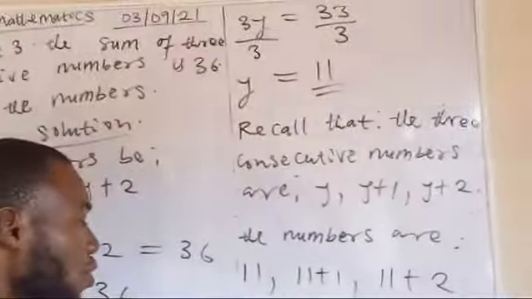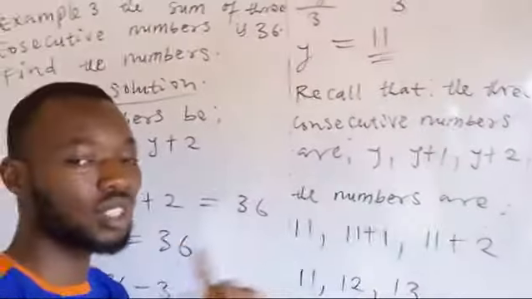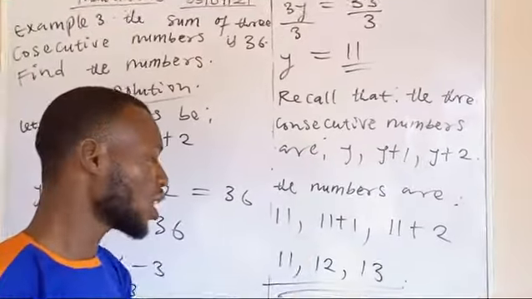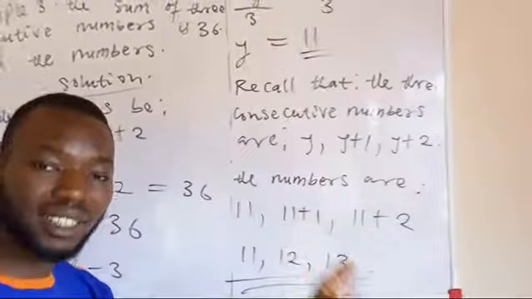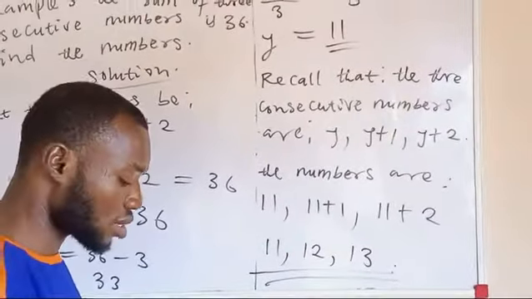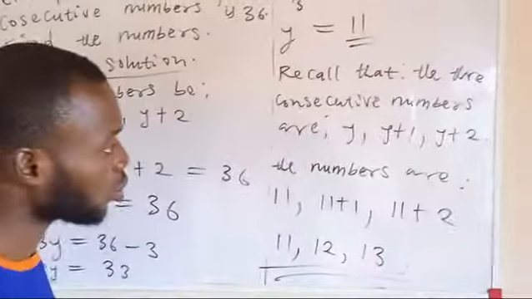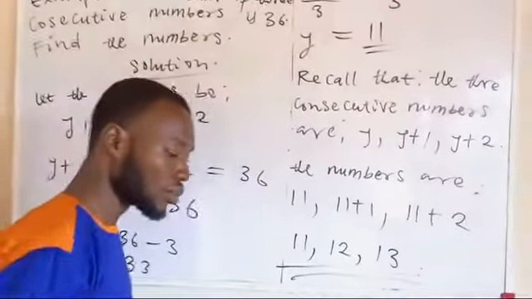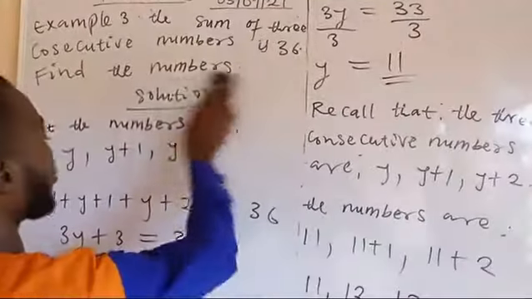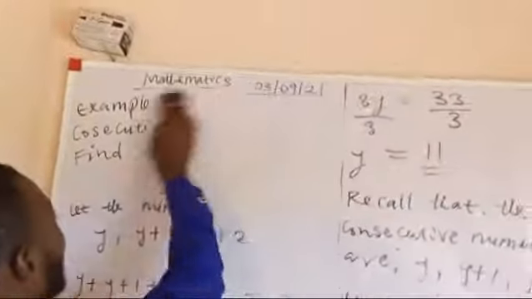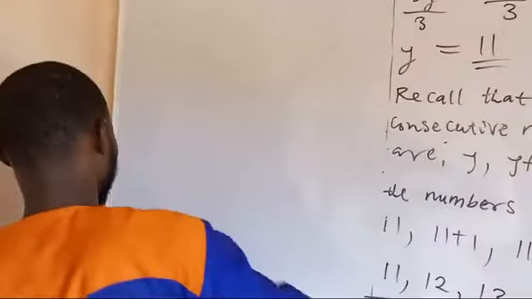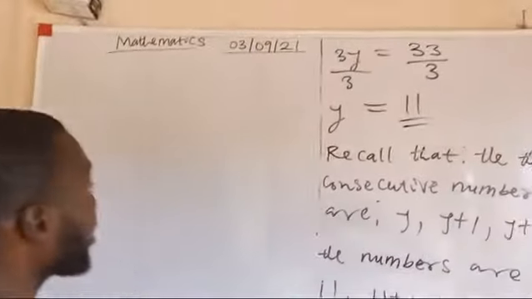I told you that consecutive numbers are numbers that are in order. You cannot have 1, 4, 5 as consecutive numbers. No. You can only have 1, 2, 3, 4 as consecutive numbers. You can as well have 11, 12, 13 as three consecutive numbers. So that is all about linear equation and word problems leading to linear equation. Let's now go to linear inequality.